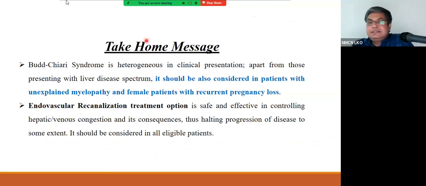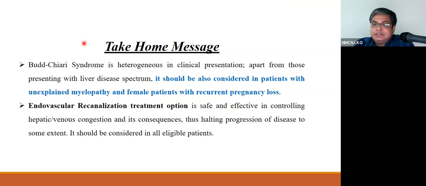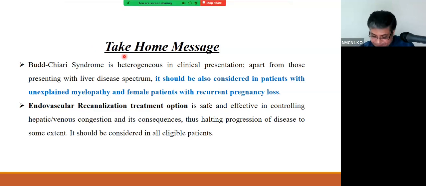So the take-home message is, Budd-Chiari syndrome is heterogeneous in clinical presentation, and apart from those presenting with the liver disease spectrum, it should also be considered in patients with unexplained myelopathy and female patients with recurrent pregnancy losses. Endovascular recanalization is a safe and effective treatment option in controlling hepatic venous congestion and its consequences, thus halting the progression of disease to some extent. It should be considered in all eligible patients.